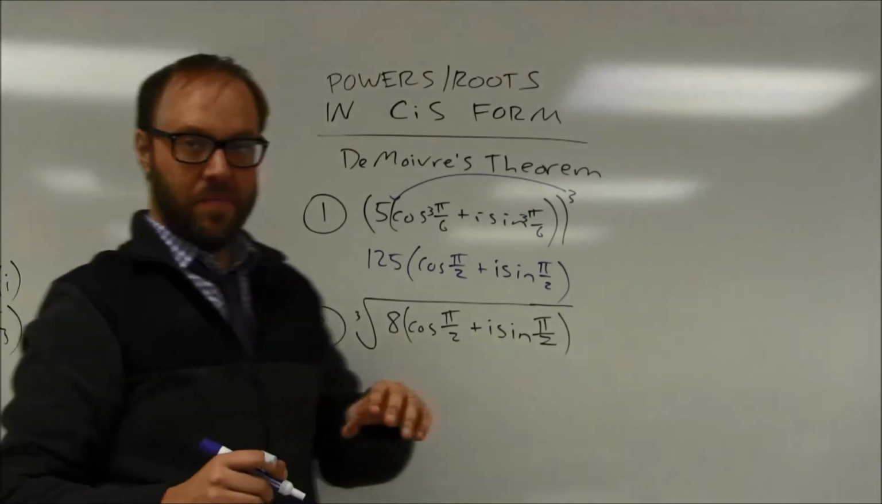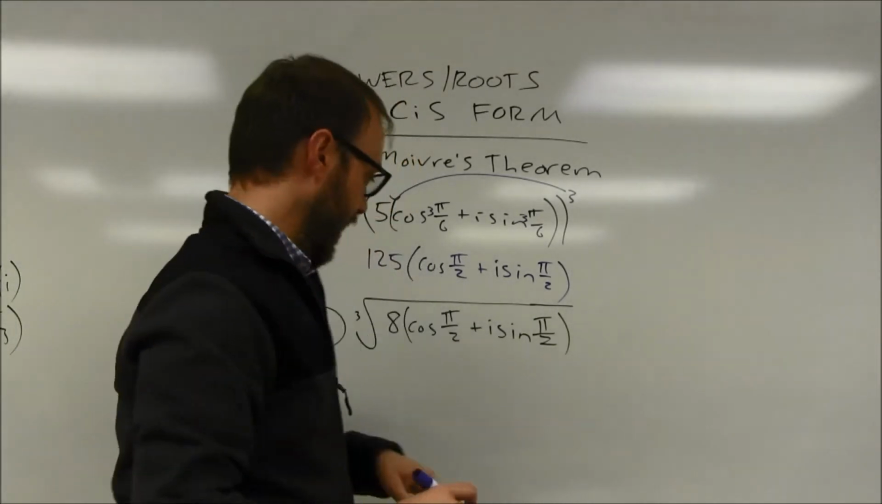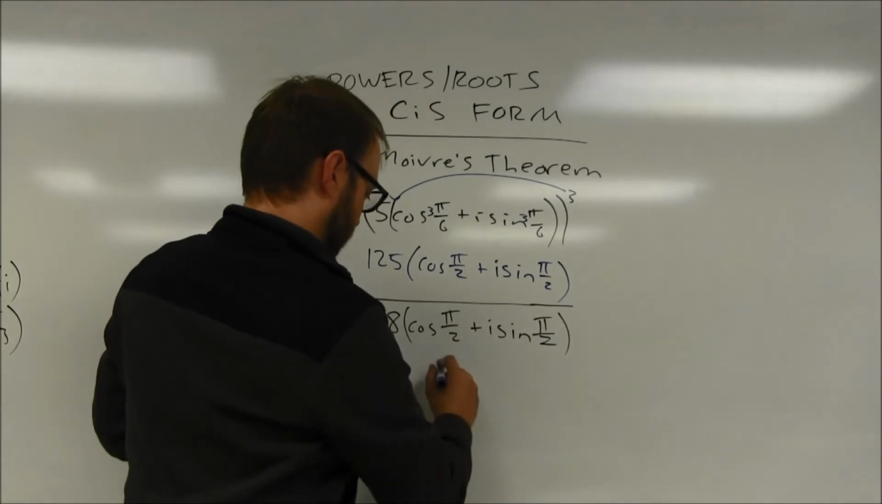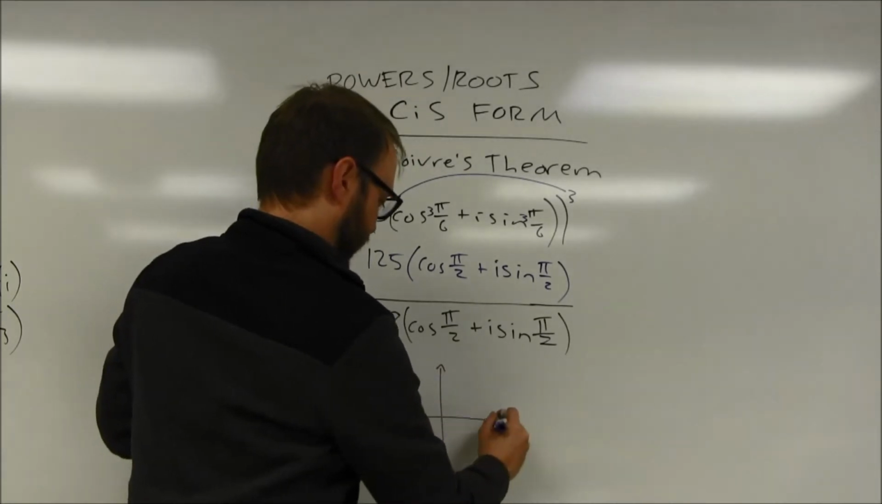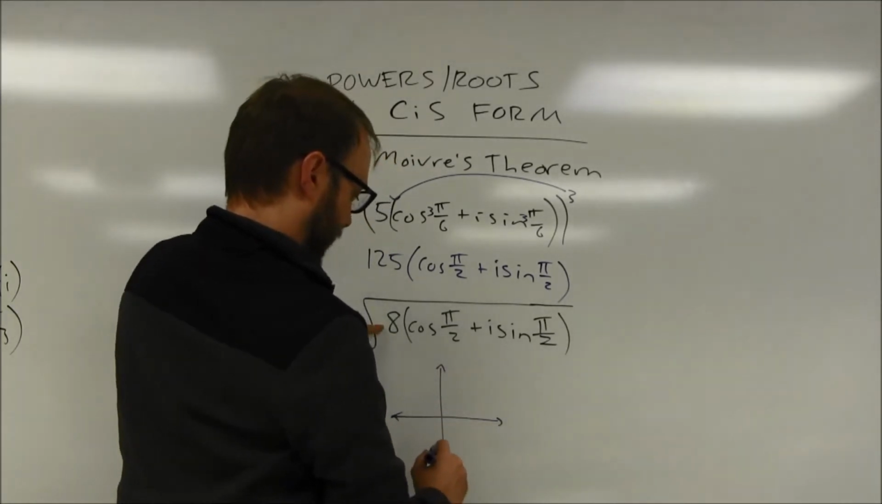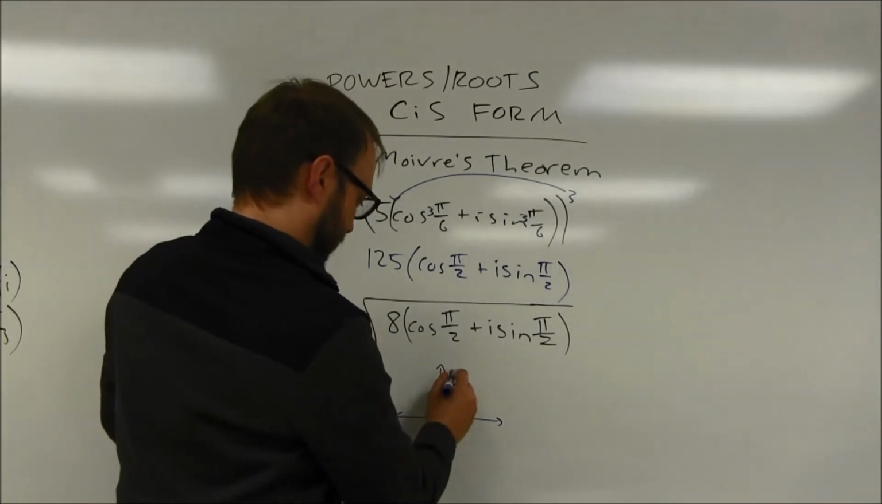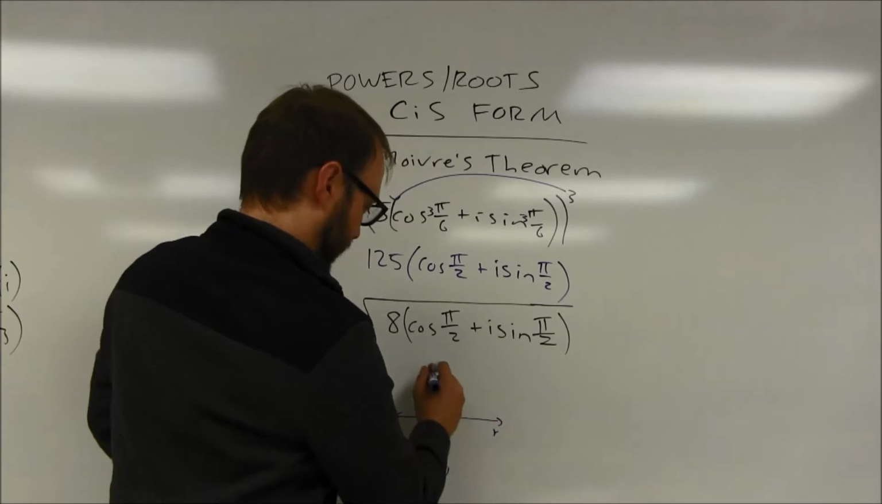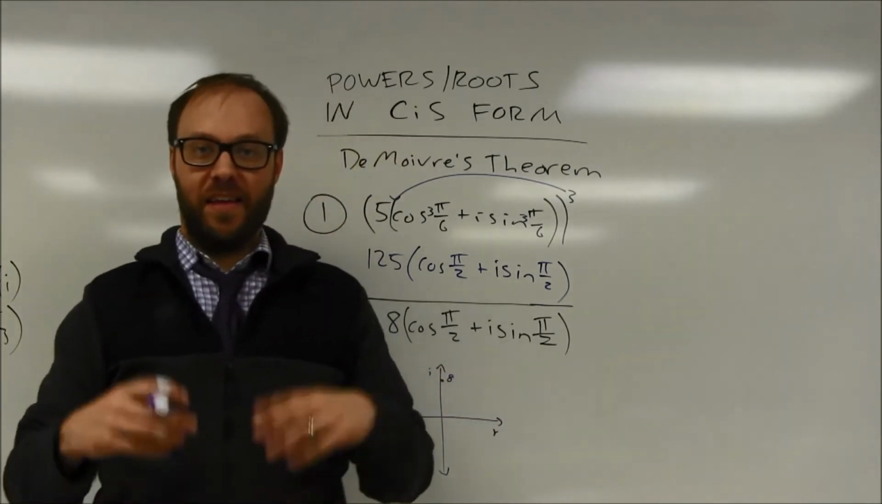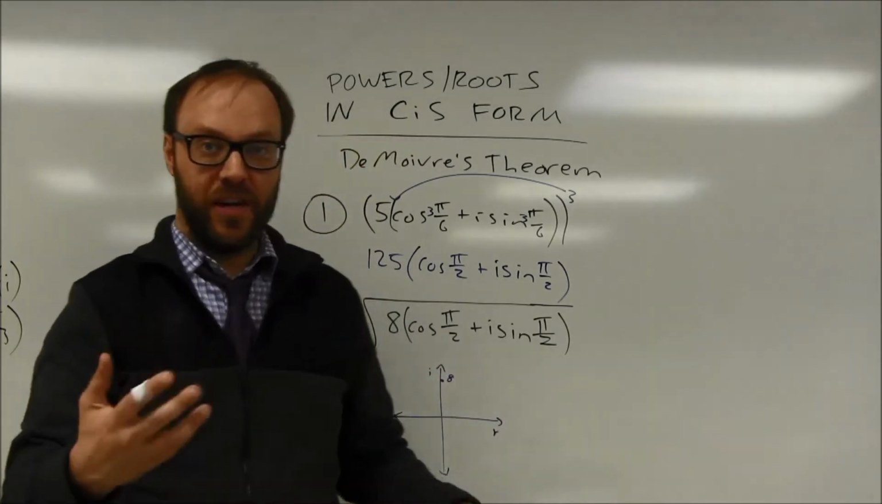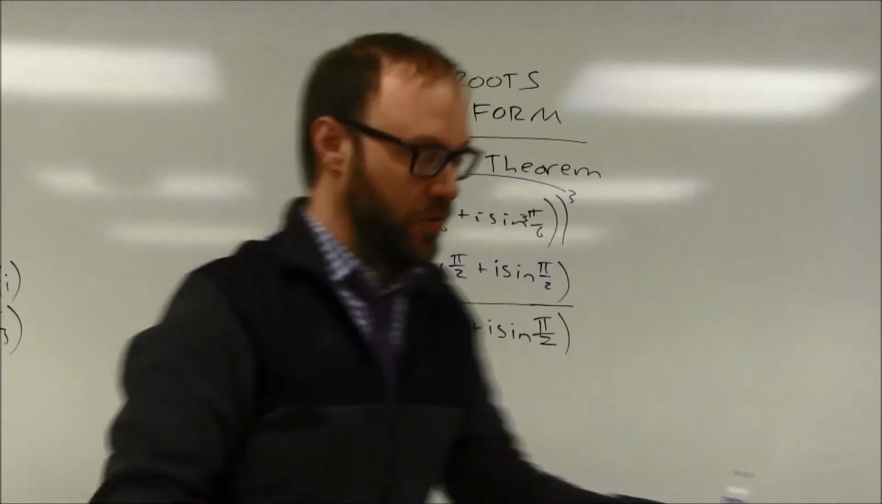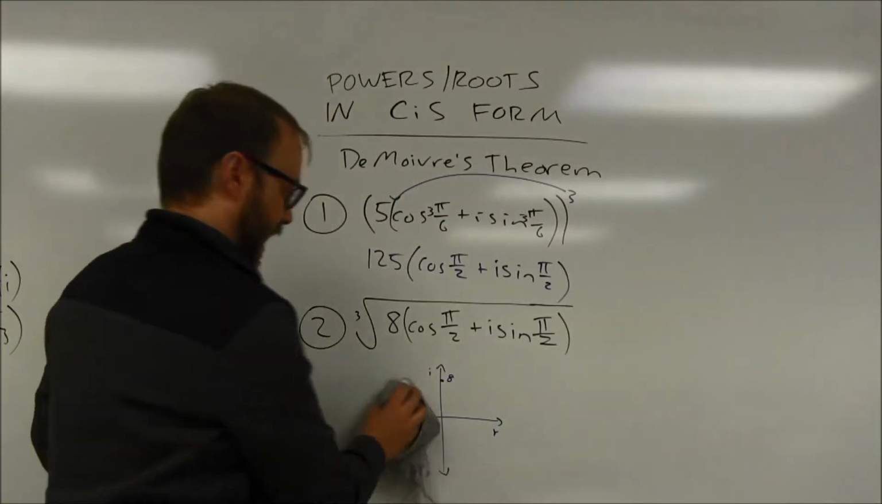pi over 2. And by the way, just to recognize what that value is, that's at an angle of 90 degrees, and it's got an absolute value of 8. So that's actually the number 8i. Remember, you've got a real axis and an imaginary axis, and that's how that would pop up. So we're really looking for the cube root or cube roots of 8i is essentially what's happening here.